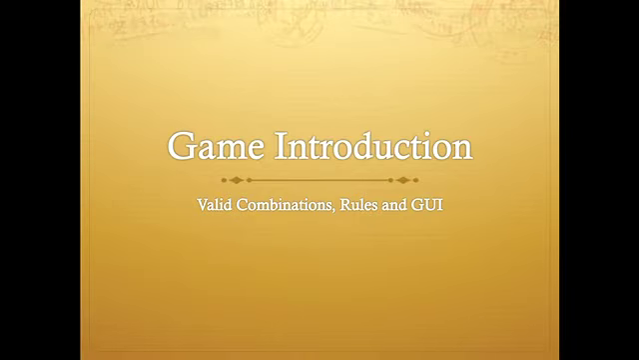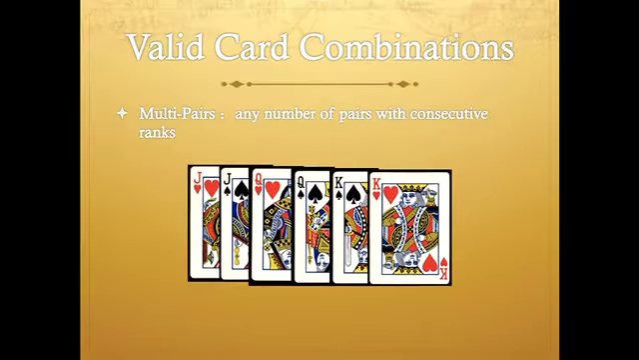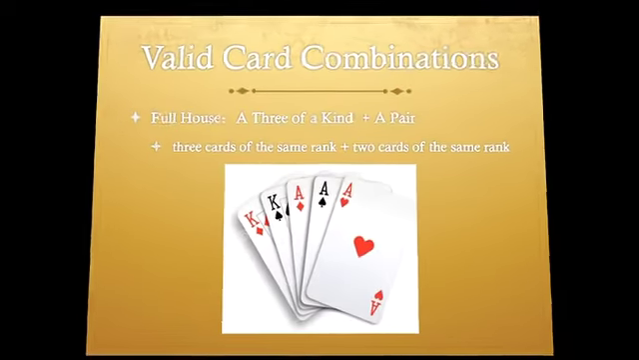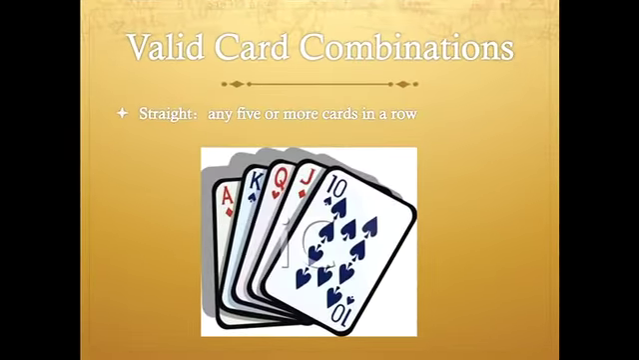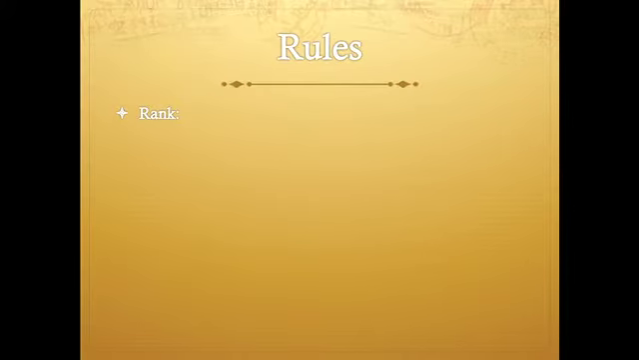Firstly, game introduction. We have several valid card combinations: single cards, pairs, multi-pairs, three of a kind, bomb, full house, straight flush. And here are some rules.